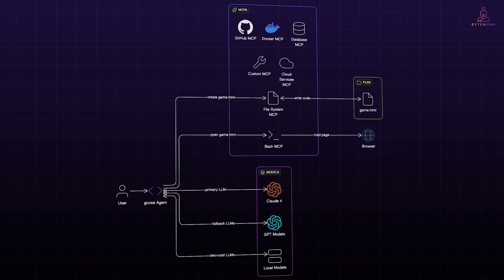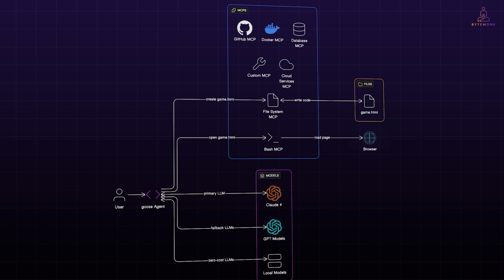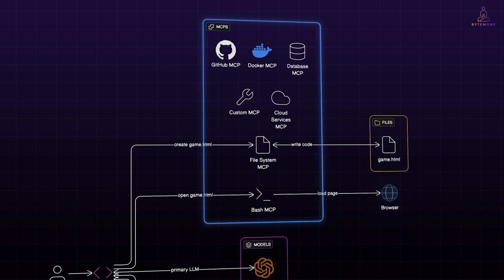This is fundamentally different from how Copilot works. Copilot generates code suggestions inside your editor. Goose executes commands and manages files like a developer would. And this is possible because of MCP, Model Context Protocols I mentioned. Each MCP gives Goose a specific capability.